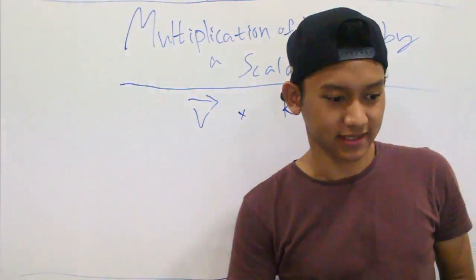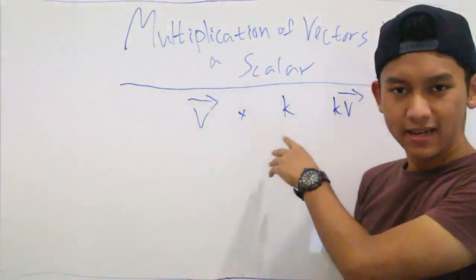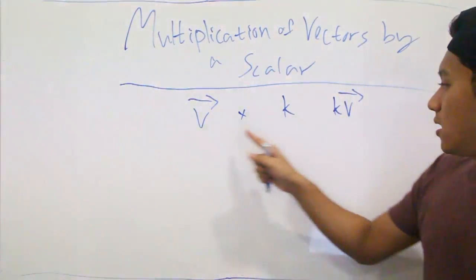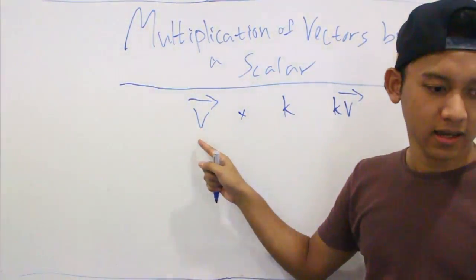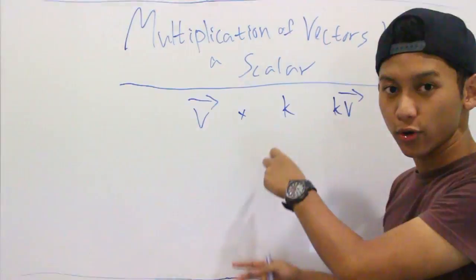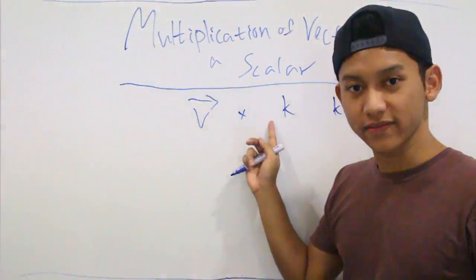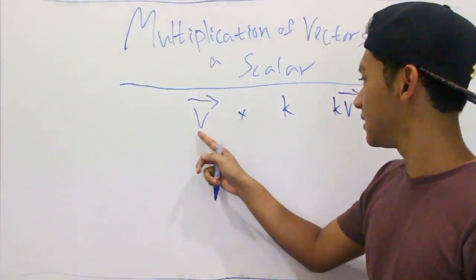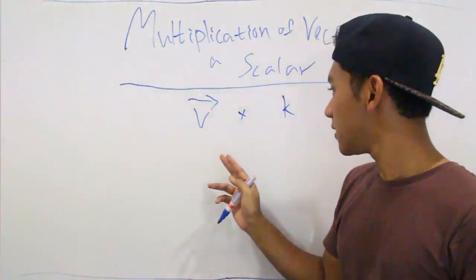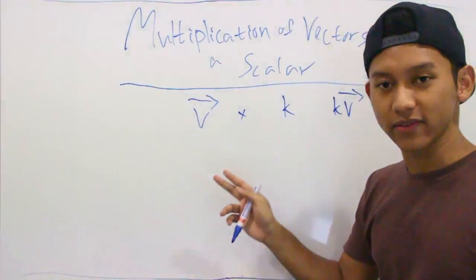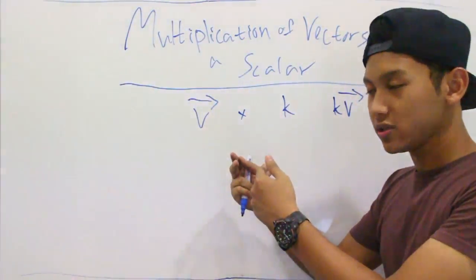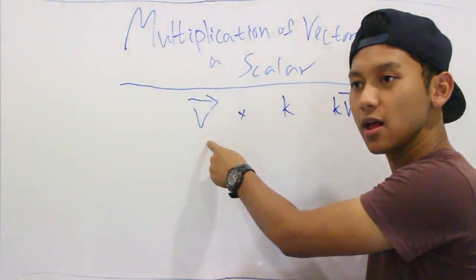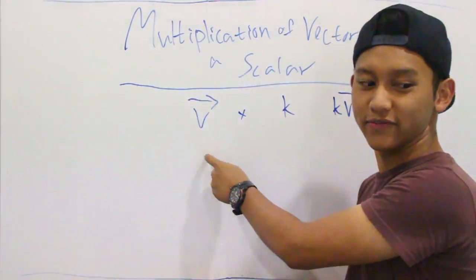With the following properties: kv has the same direction as vector v if k is more than 0, which means if k is a positive number. Now if k is less than 0, in other words, if k is a negative number, then the direction of kv will be opposite to the original vector v.